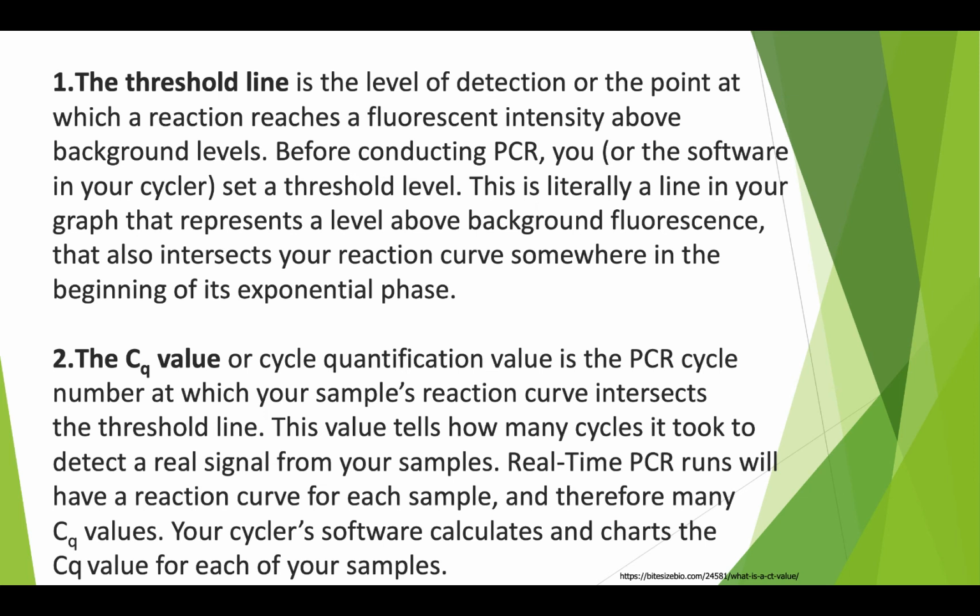The second important thing is the CQ value. The CQ value, or the cycle quantification value. CQ is the PCR cycle number. How many cycles do we run the PCR? Usually from 25 to 40. Most people use 35 to 40. The most common number is 35. 35 cycles is what people use. Now, which cycle did you start rising above the threshold line? That's the CQ value. At which cycle did you start becoming positive? That's the CQ value.